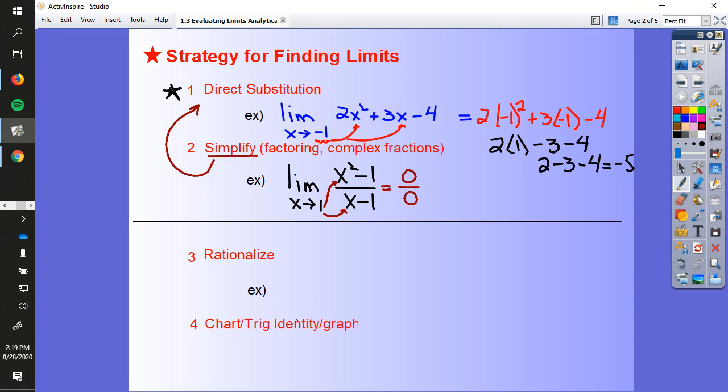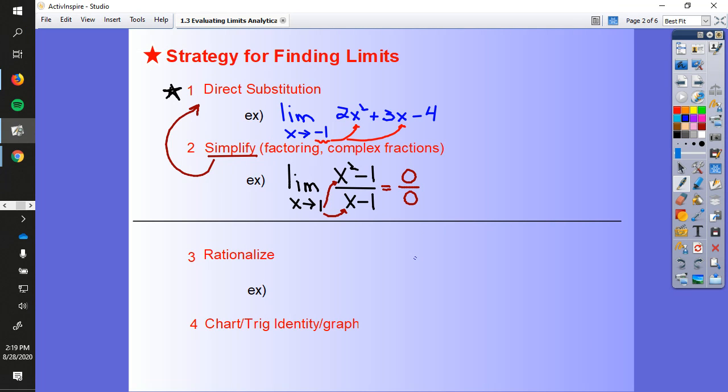Now, eventually we're going to see 0 over 0 and think, oh, we're going to use L'Hopital on that. Right now, that doesn't make a lot of sense. That's not something we're going to talk about until we get through derivatives. So we'll put that on the back burner. But for right now, we're simply going to do a simplification.